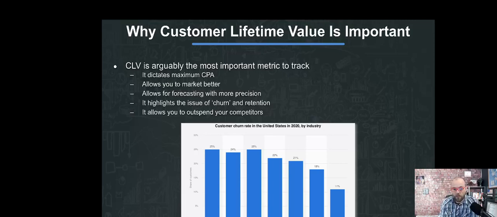I want you to quickly look at this graph, and this is the customer churn rate on average per industry. Now, this was taken from Statista. If you've ever been to that website, it's literally just statistics. So you can see for most industries it's roughly around 20 to 25%.